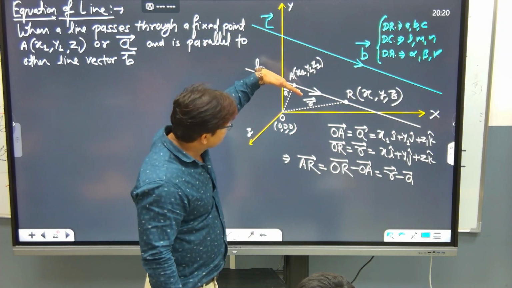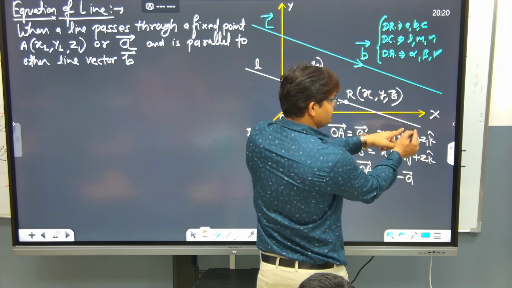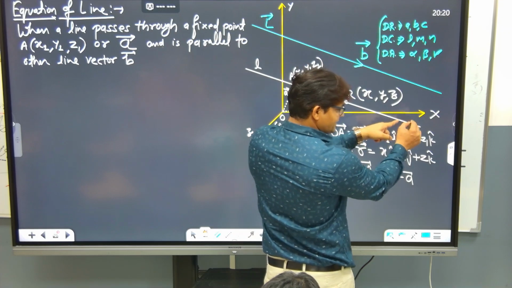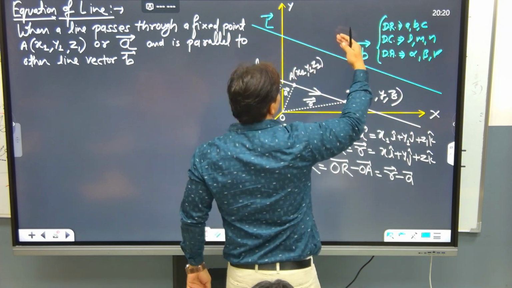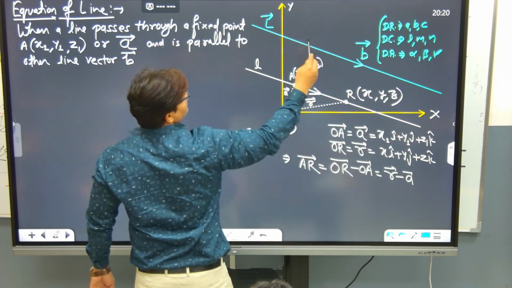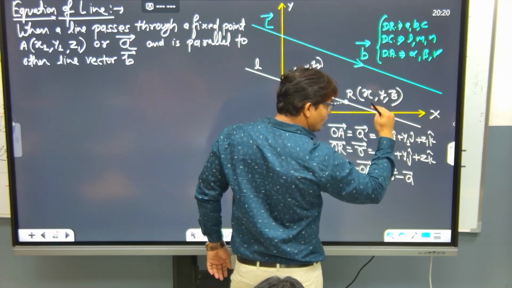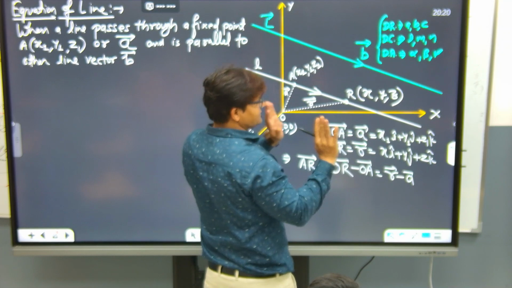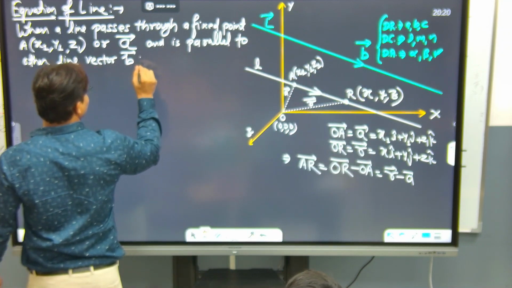Now this AR vector and B vector: if we have the direction of this B vector, then we can say the same. If the AR vector is parallel to the other line, here this is parallel to the other line, we know that in terms of vectors, parallel, collinear and even opposite are the same. So we can say parallel vectors, by the concept of parallel and collinear vectors.